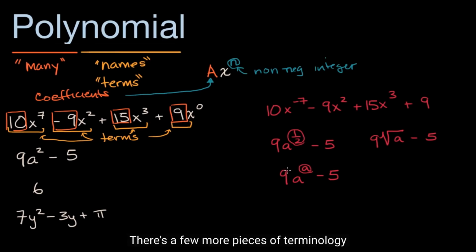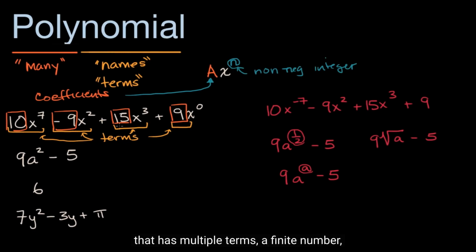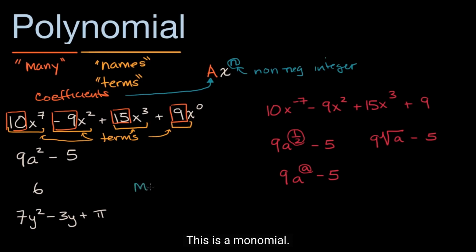So there's a few more pieces of terminology that are valuable to know. Polynomial is a general term for one of these expressions that has multiple terms, a finite number, so not an infinite number, and each of the terms has this form. But there's more specific terms for when you have only one term, or two terms, or three terms. So when you have one term, it's called a monomial. So this is a monomial.